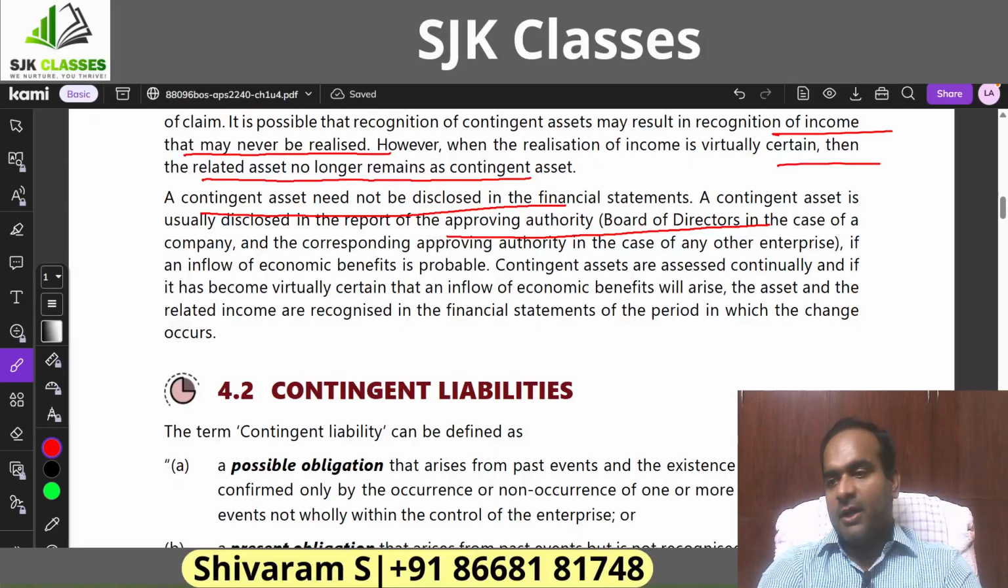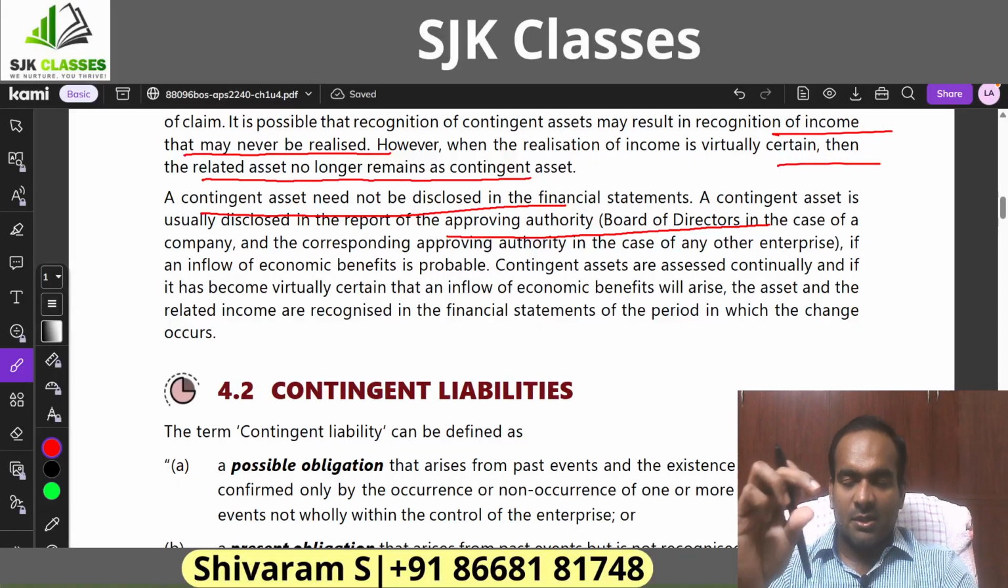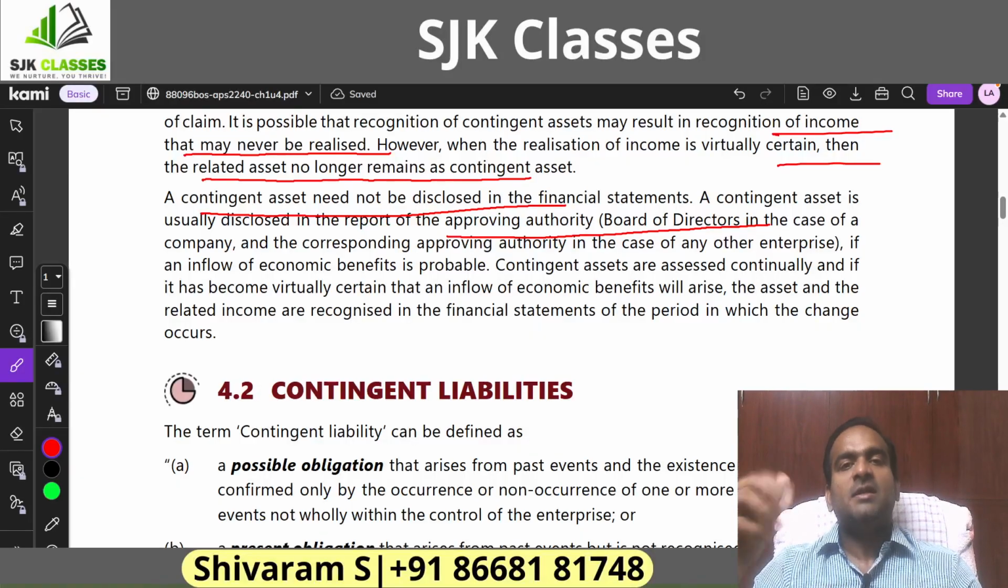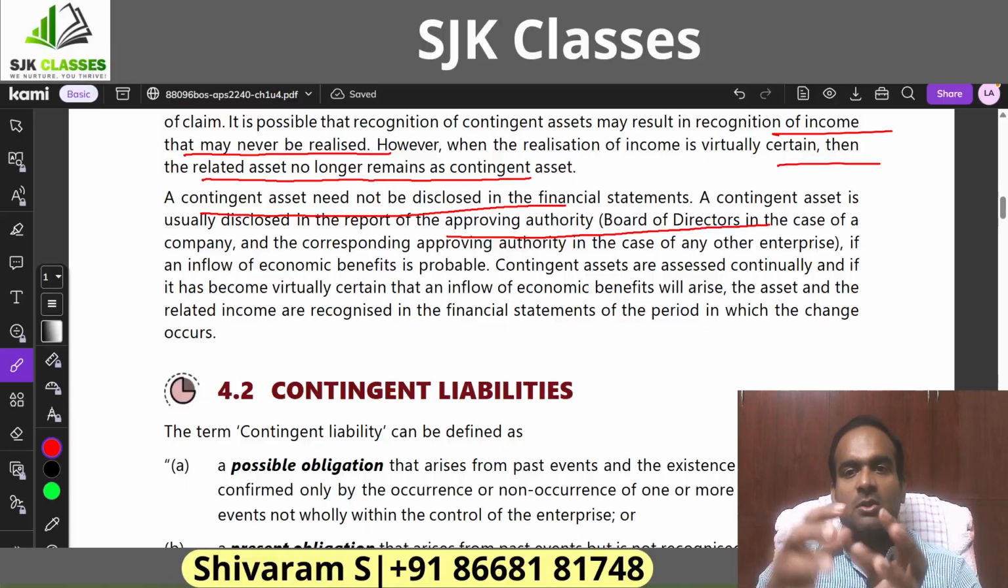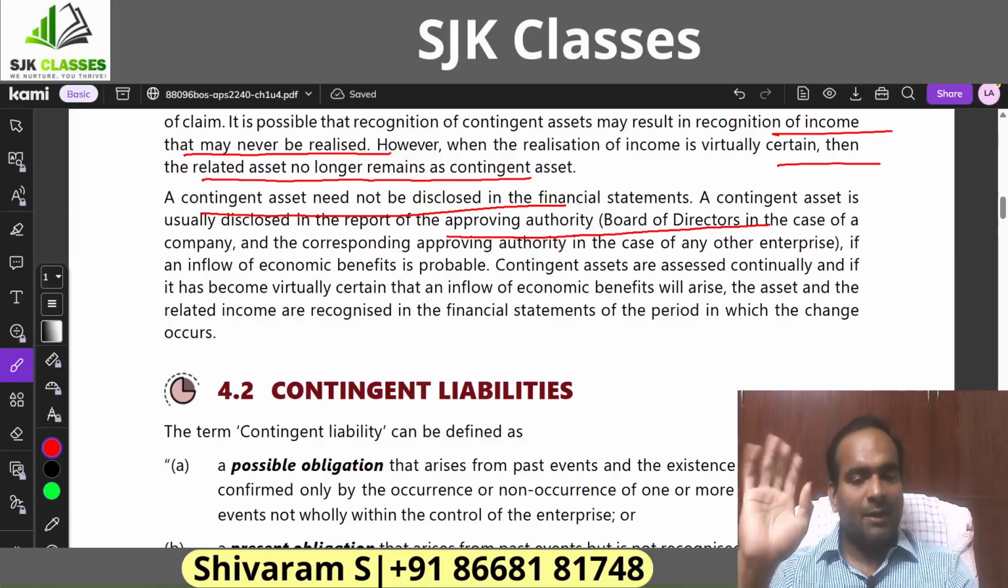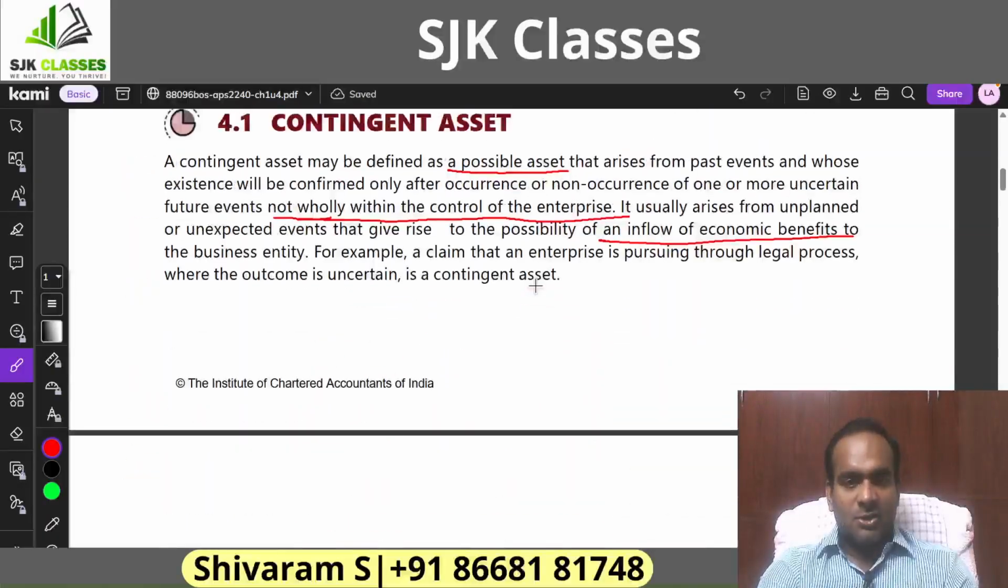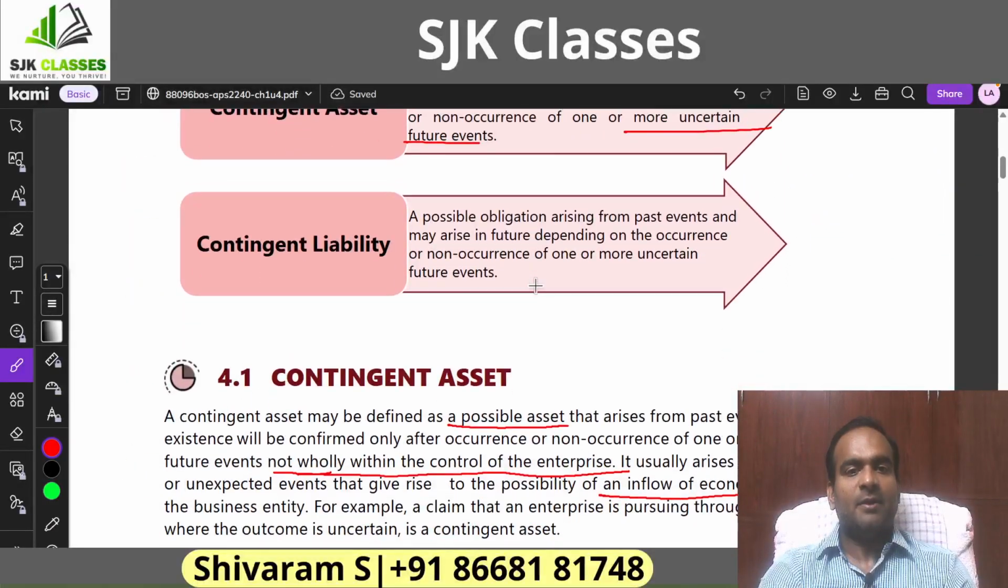That's it with regard to contingent assets. It's a very simple concept, really a short one. A quick summary: a contingent asset is something receivable in the future, but whether we will receive the amount or not is based on some uncertain future event. What is that event here? Nothing but the court case. The court will decide whether we will receive the money or not. So a contingent asset cannot be disclosed in the books of accounts. It has to be shown in the director's report in the annual report. That's it. Now we'll move to the next one, which is contingent liability.